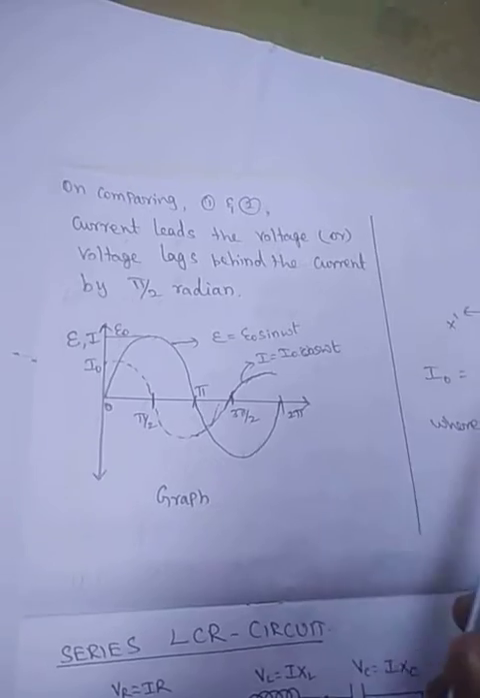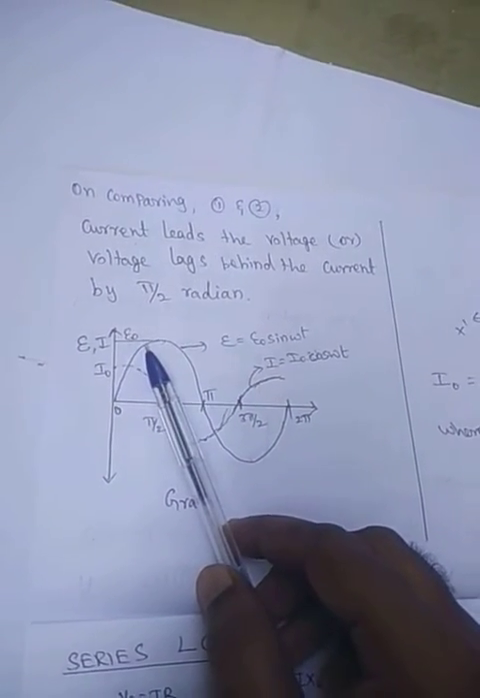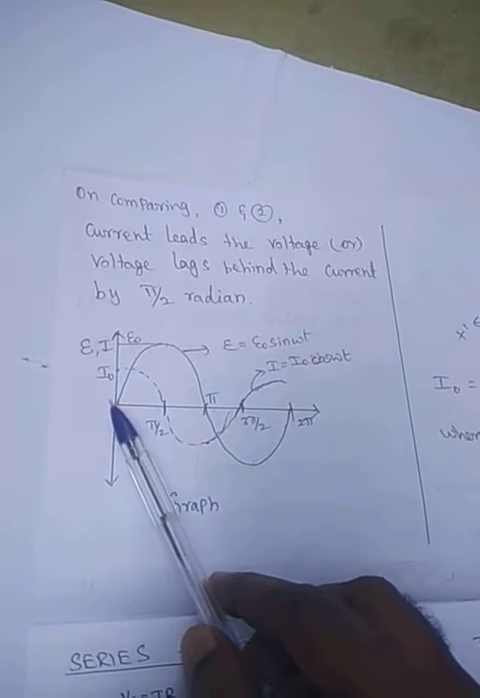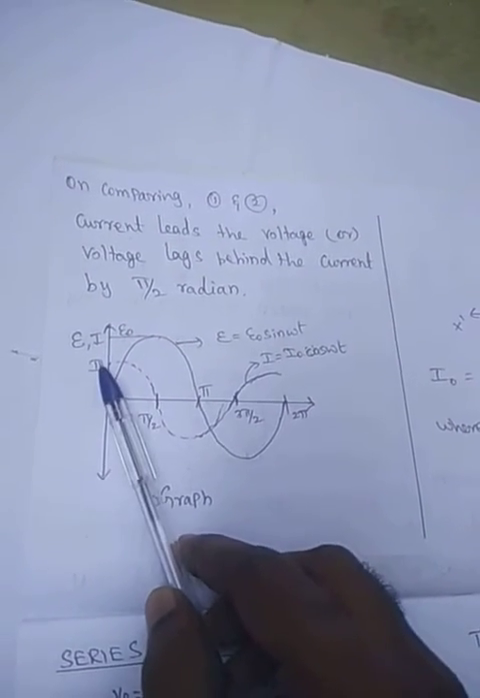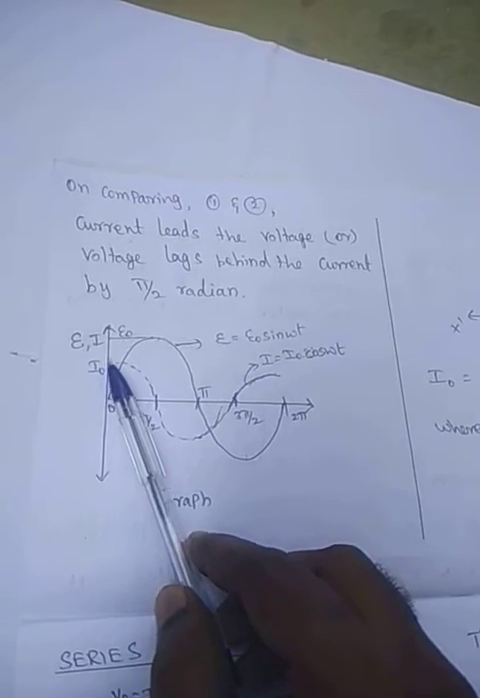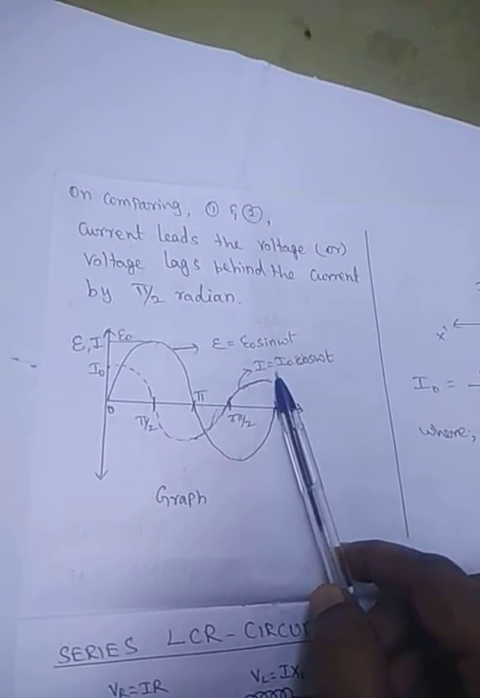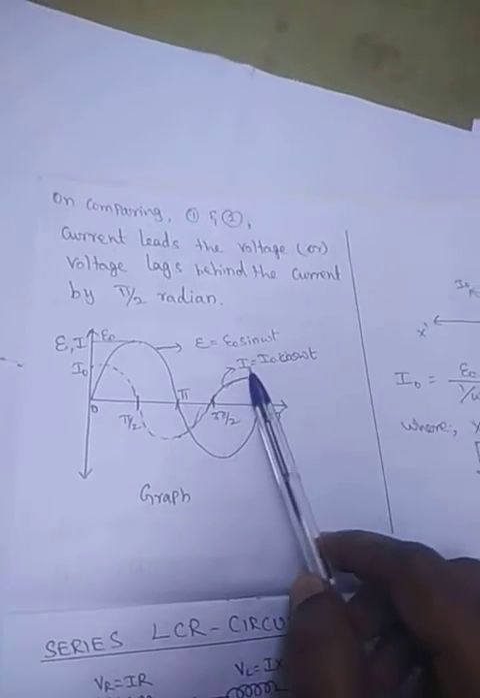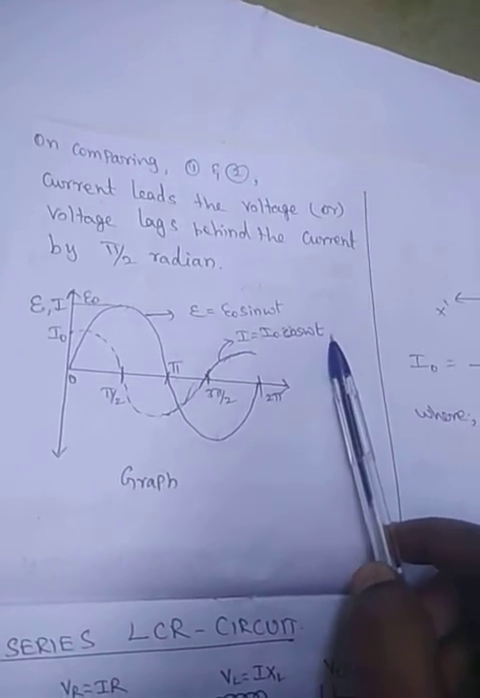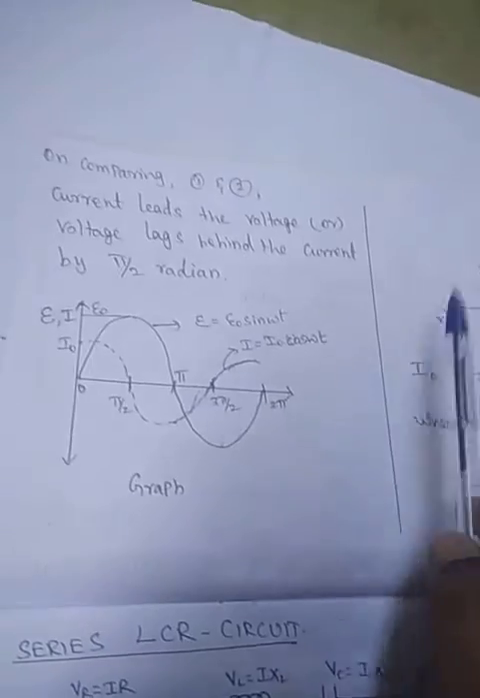So the current is leading the voltage. Current leading voltage means that when the voltage is 0, the current is at a certain positive value, that is I0. Then at 90 degrees the current value is maximum, and the voltage will become minimum. So the curve will be like this. This is the current graph: I is equal to I0 cos omega t, or sin of omega t plus pi by 2.